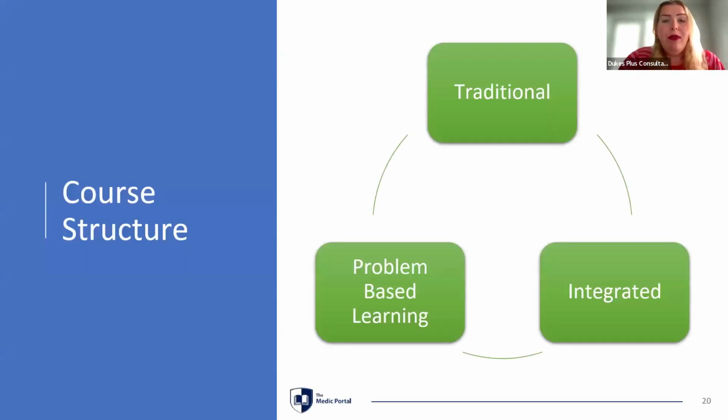The next thing which is really important to reflect on is the course structure or the teaching style, if you will, of the program. Now, there are three main categories of teaching styles. There are other names for some of these, but just to make things easier for this evening, I wanted to just introduce to you our traditional, integrated, and problem-based learning experiences and how they're all taught quite differently, which lends to a quite significantly different learning experience.